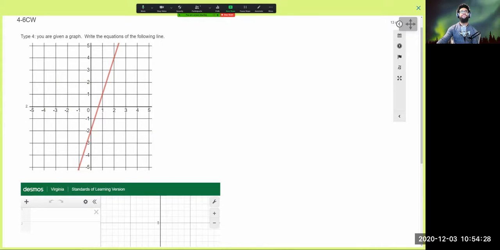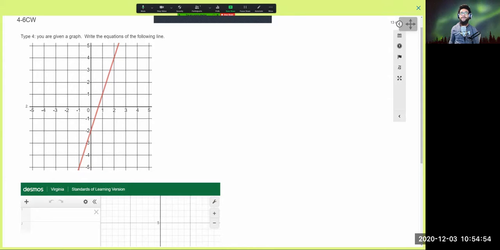So this one says, you are given a graph, write the equation of the following line. This corresponds with type 4 on the notes. With type 4 on the notes, we can do these many different ways. I always like to do it the simplest way for me. If it works differently for you, you're more than welcome to do it whatever way you like the best. I like to find my slope and my y-intercept because that's exactly what I need to write this line.